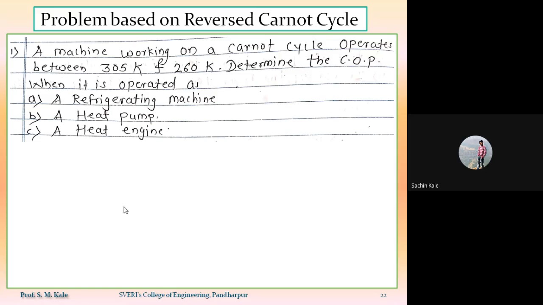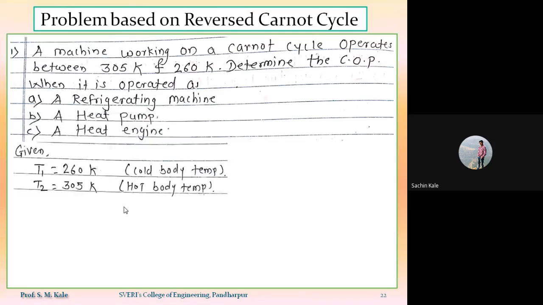T1 and T2. Okay, so they have given the two temperatures. First one is nothing but 305 Kelvin. Second one is nothing but 260 Kelvin. Out of these two temperatures, whatever lower value of temperature there is will be considered as T1. Whatever higher value of temperature there is will always be considered as T2. So here the value of T1 will be equal to 260 Kelvin, that will be considered as the cold body temperature. And the value of T2 is nothing but the higher temperature, that is 305 Kelvin, the hot body temperature.